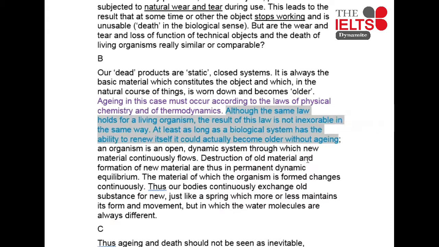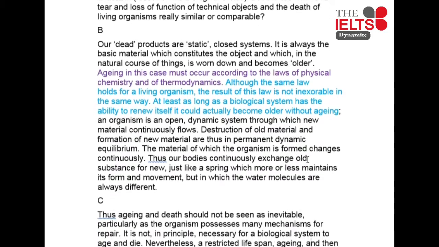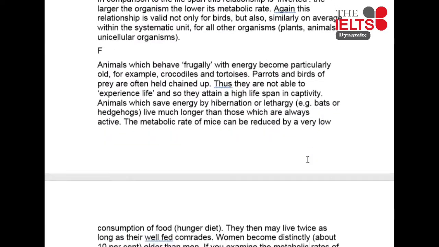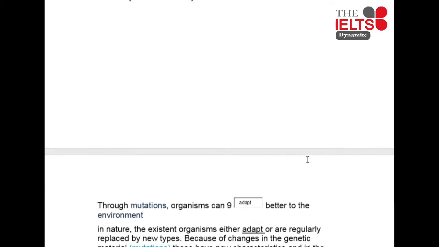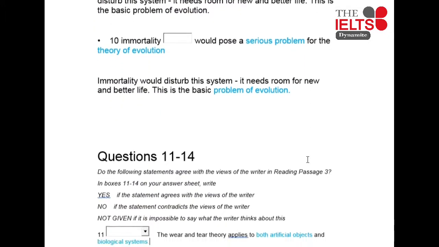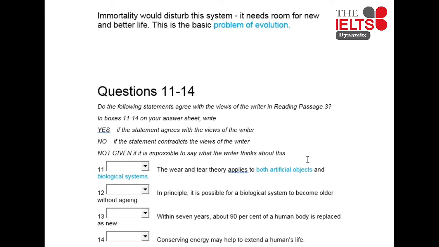Let us compare this with the question. In the question he said the wear and tear theory applies to both artificial objects and biological systems. We said yes, it's true, in artificial objects it applies, and in biological systems, no, it does not apply. Why? Because it can change. So in such a case the answer will be no.